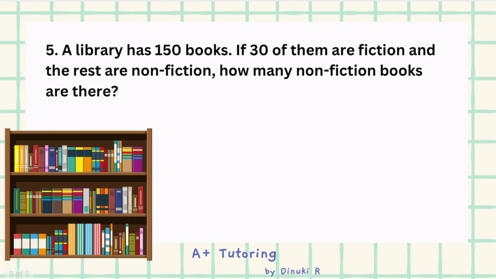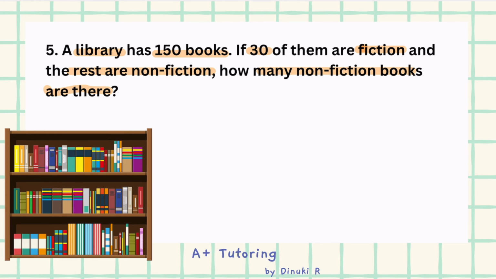Okay, question number 5, the last question for this session. Again, pause the video here and take a second to read the question and understand what's going on. Okay, now that you've had a chance to read over the question, let's go through it and find out what all the key information is. A library has 150 books. If 30 of them are fiction and the rest are non-fiction, how many non-fiction books are there?